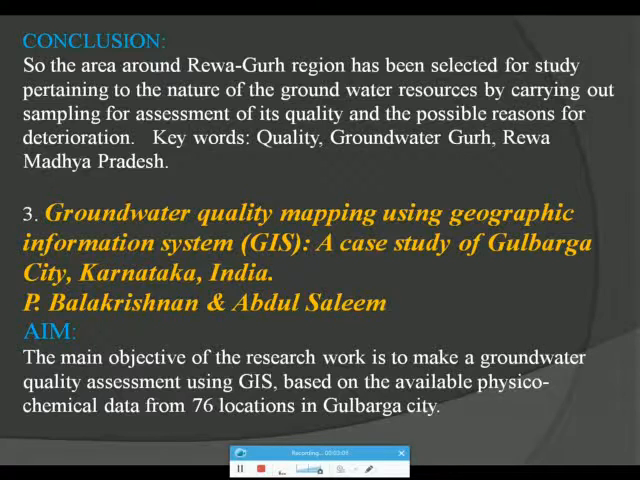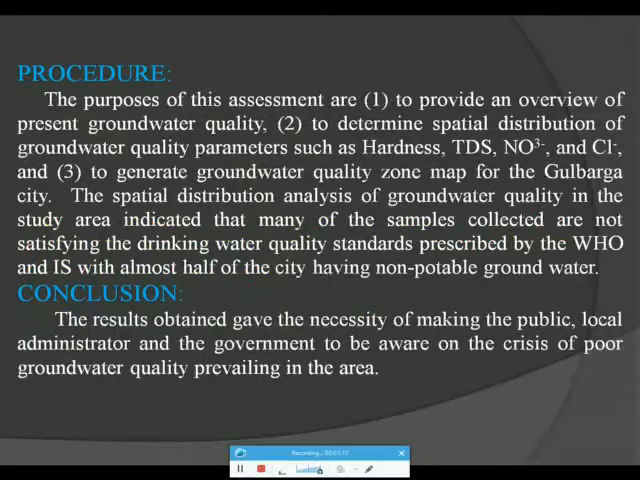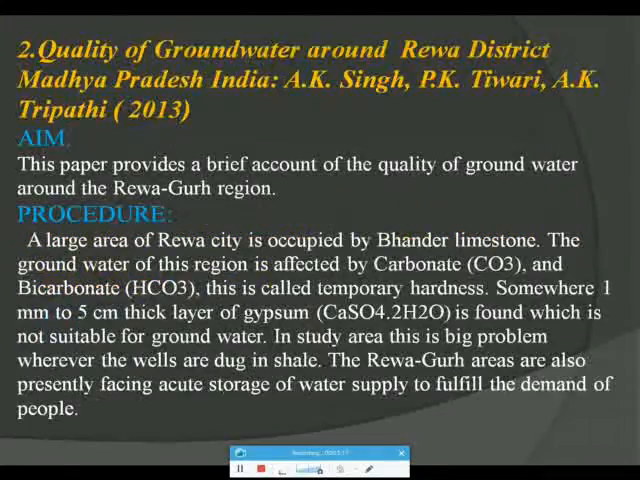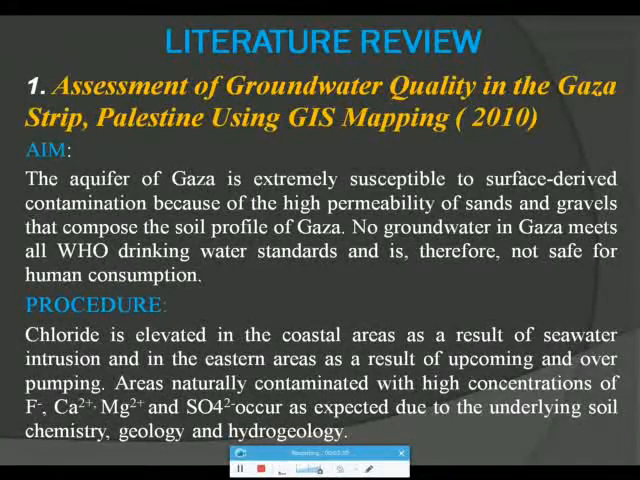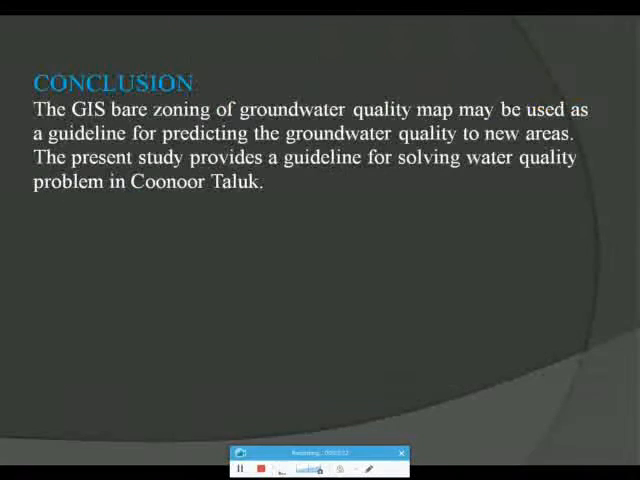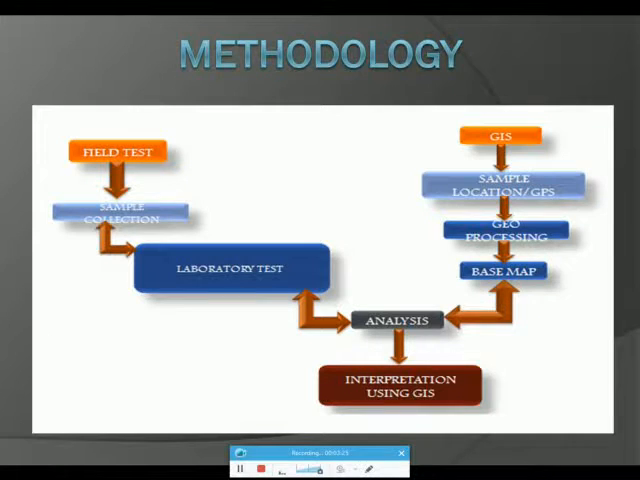Interpretation of groundwater suitability for drinking purpose using geographical information system. Scope. Analyze the groundwater quality in the study area. Creation of map on groundwater quality using GIS. Methodology. Field test, sample collection, laboratory test. Simultaneously GIS, sample location, GPS, geoprocessing, base map, and go on to analyze interpretation using GIS.